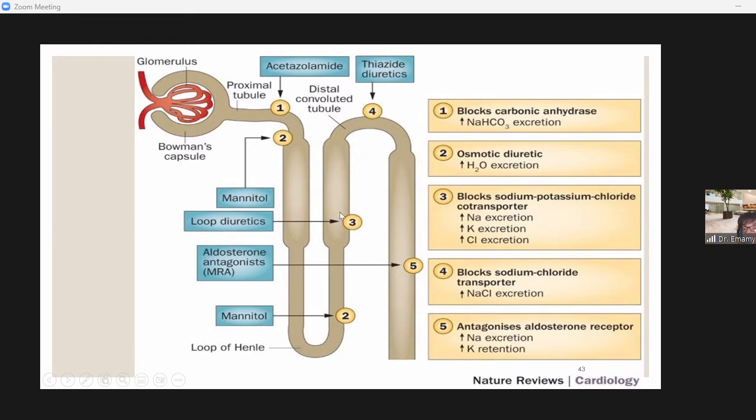In contrast, potassium-sparing diuretics like spironolactone, they cause hyperkalemia. They increase blood potassium level. So loop diuretics like furosemide and also thiazide like hydrochlorothiazide, they cause hypokalemia, low potassium level. Potassium-sparing diuretics like spironolactone cause hyperkalemia.